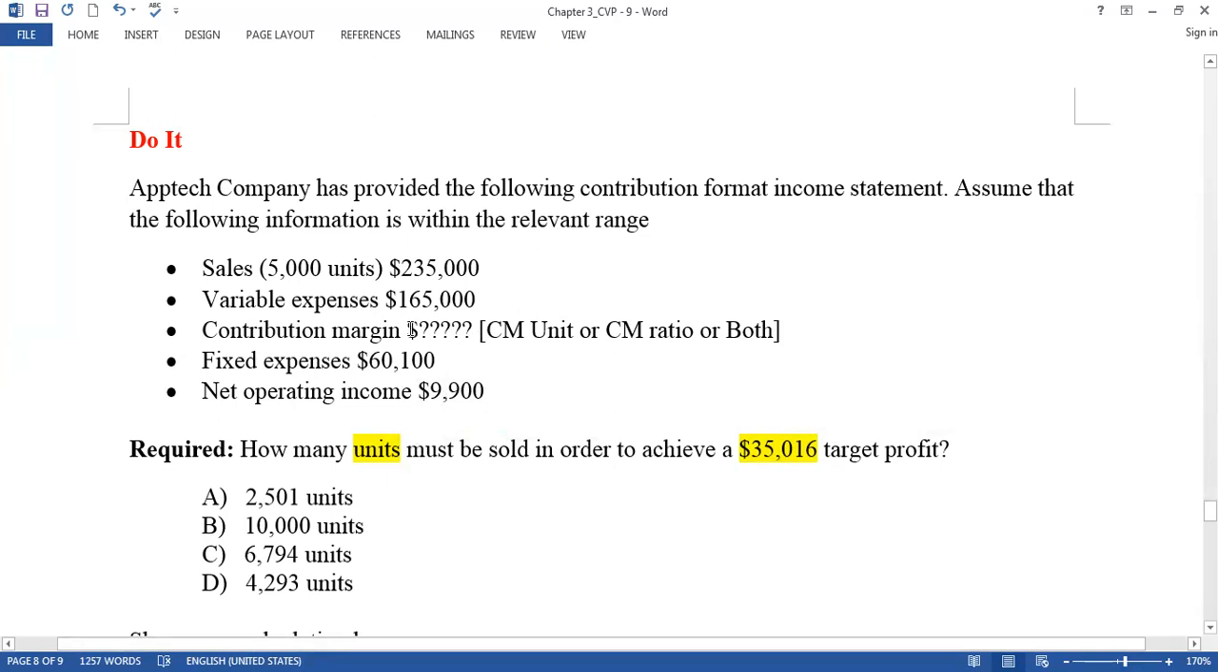Then you have to calculate CM. You have to calculate CM, and you have to calculate CM unit. So these two numbers are important for this question. If this question asks you how many units and how many dollar amount of sales, then you have to calculate the CM ratio also.